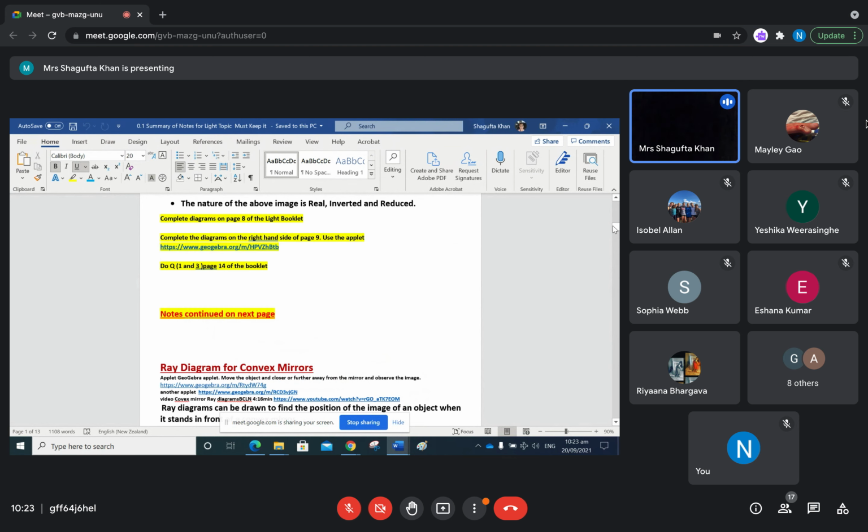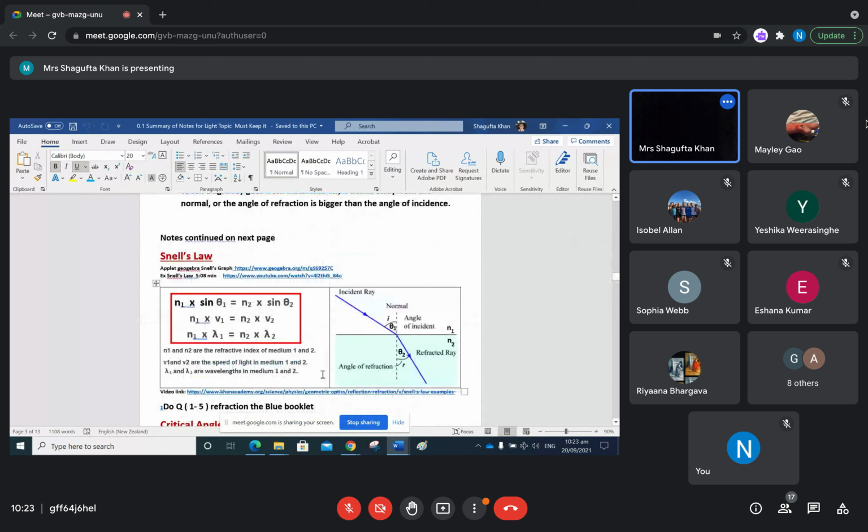Okay, now let's move on to the next part. Okay, now what do we mean by refraction of light? So when light goes from one medium into another one, for example, this is air and this is water, and water is the denser medium, so the ray will bend towards the normal. Or in other words, the angle of refraction is smaller than that one.